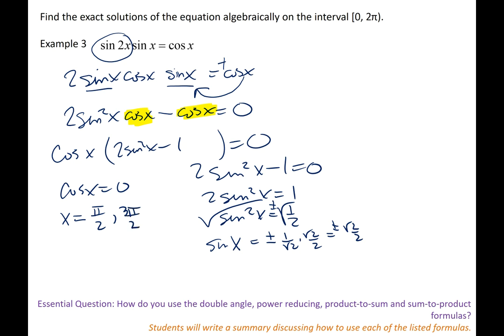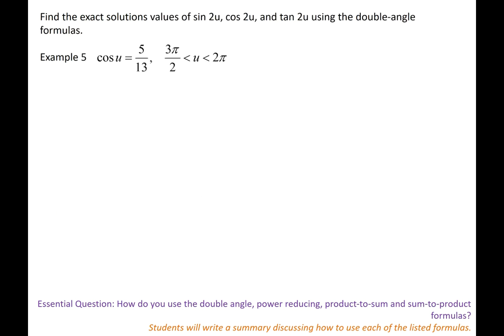Good. All right, this is plus or minus square root of 2 over 2 in the y spot. Where did that happen? Pi over 4, 3 pi over 4, 7 pi over 4, and 5 pi over 4. So everything over 4, right?